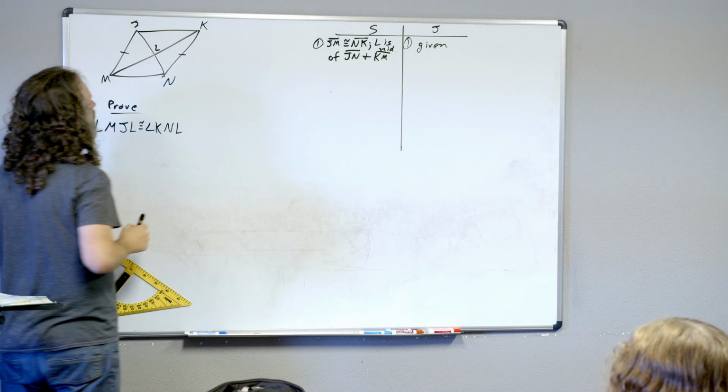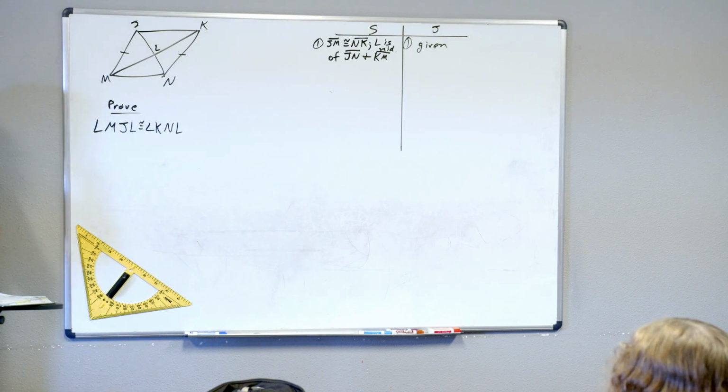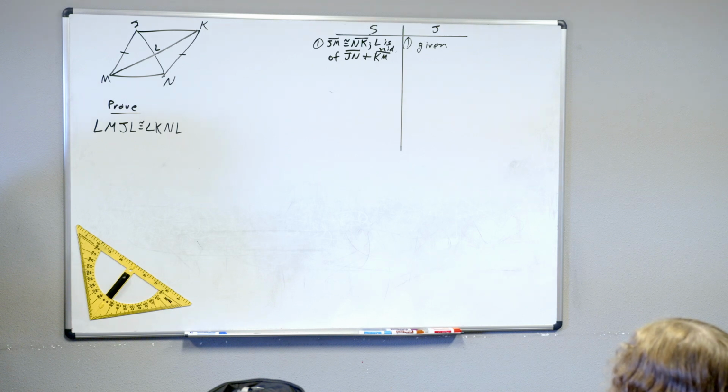All right, there's the beginning. What should we do? We should say that J L is congruent to L N, since L is the midpoint, and M L is congruent to L K through the definition of midpoint. Sounds great.